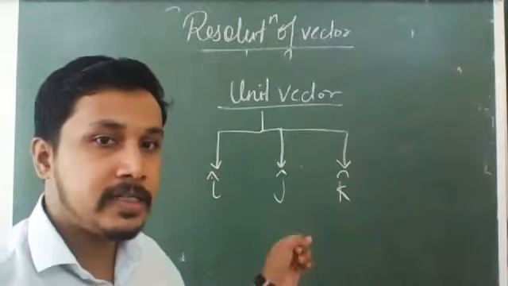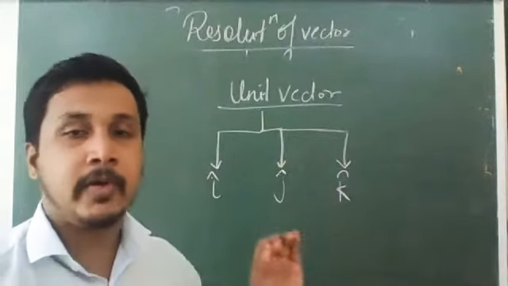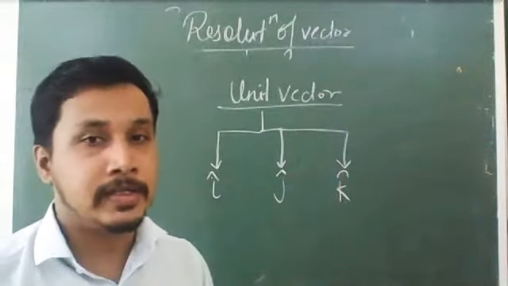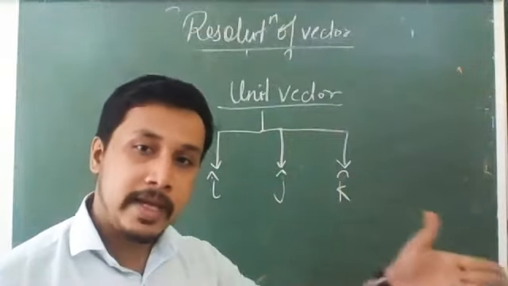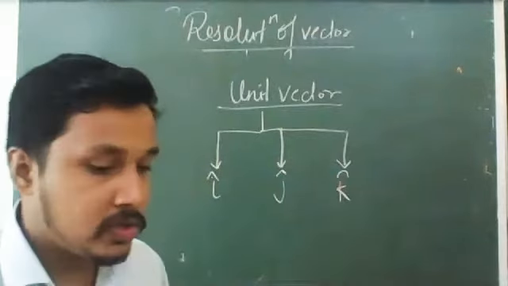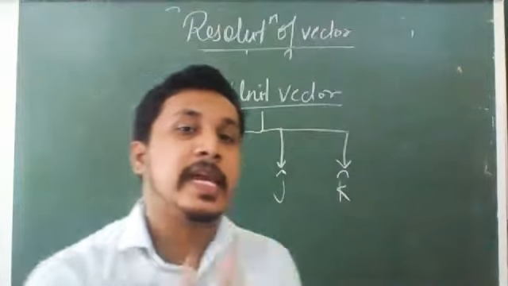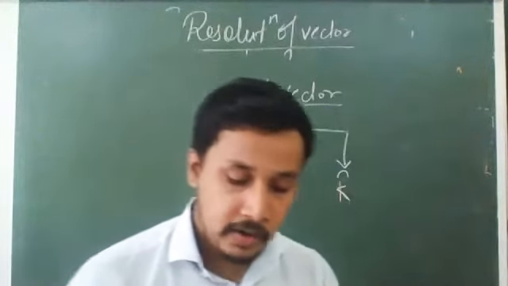The i vector is a unit vector with a magnitude of 1, j is the same and k is also with a magnitude of 1. But i, j, k have different directions. For i, it is the x-axis, for j, it is the y-axis, and for k, it is the z-axis. We will use these unit vectors to give the direction to the scalar quantities we get during the resolution of vector.